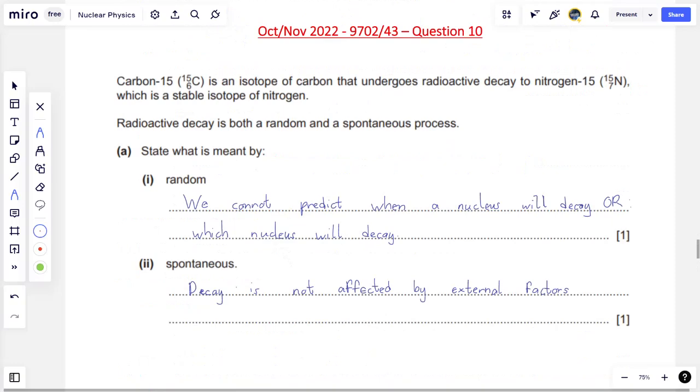State what is meant by random and spontaneous processes. 1 mark each. We don't need long stories. We don't need your entire life story. We cannot predict when a nucleus will decay or which nucleus will decay. Either of those scores you the mark. What does spontaneous mean? Spontaneous means this decay is not affected by any external factors or by environmental factors. Don't need anything else. That scores you the next mark.